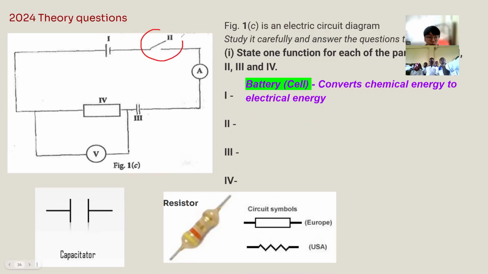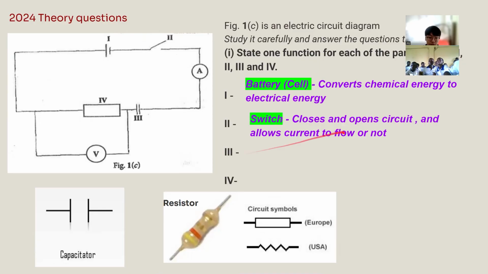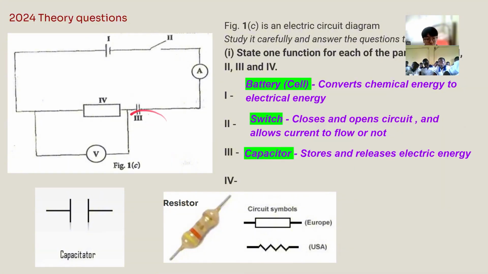And number 2, what about this one? It's used to turn on or off. Yeah, it's a switch that closes and opens the circuit. That's what it does. Number 3, we haven't covered this yet, but number 3 is called a capacitor. We didn't talk about this yet, but what it does is it basically stores and releases electrical energy.